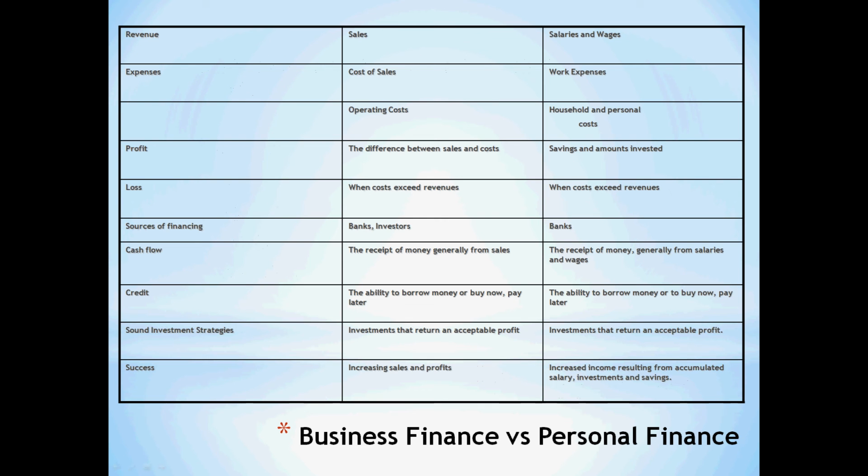So in business versus personal finance, like we went over before, it's sales versus revenue. Expenses can be cost of sales versus your work expenses. Profit can be the difference between sales and costs, or savings and amounts invested. And everything else is pretty generally the same. It's all based off of your success, increasing sales and profits versus increased income resulting from accumulated salary, investments, and savings.